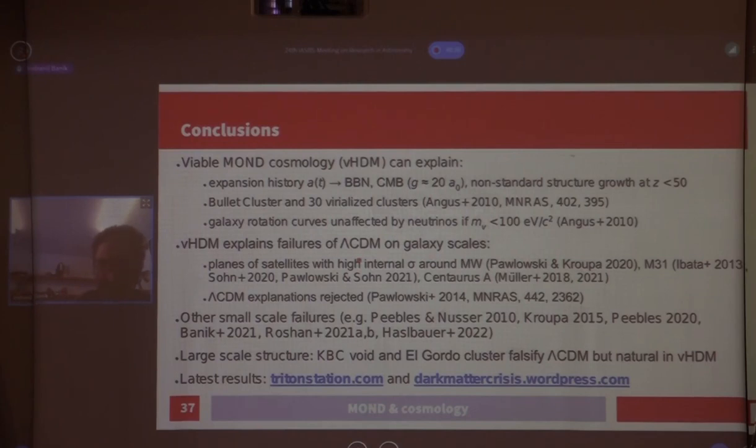There are many failures of lambda CDM on galaxy scales which MOND can explain pretty well, especially the planes of satellites with high internal velocity dispersions, for which there is no viable explanation in lambda CDM, despite many claims to the contrary. These have been rebutted. Other small scale failures, especially the high fraction of thin disk galaxies.